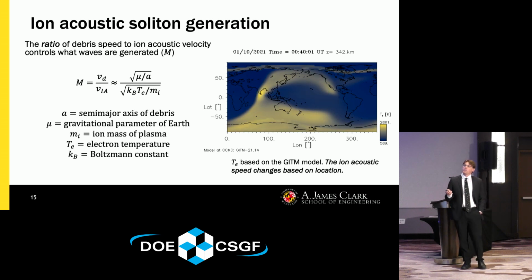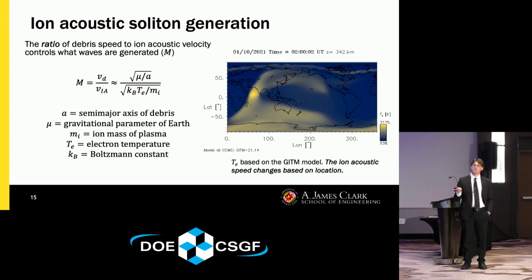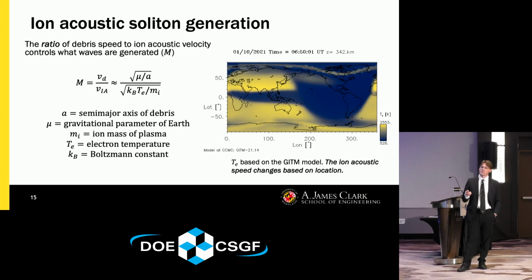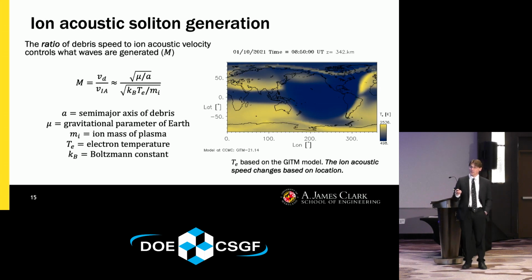So soliton generation only happens in a very specific range of Mach numbers. Mach number is defined as the flow speed, or the speed of the object, divided by the local sound speed. Because we're in a collisionless plasma, it's not the traditional sound speed of air. It's a different speed called the ion acoustic velocity. I'm glossing over some details here, but that velocity is basically determined by just the electron temperature.